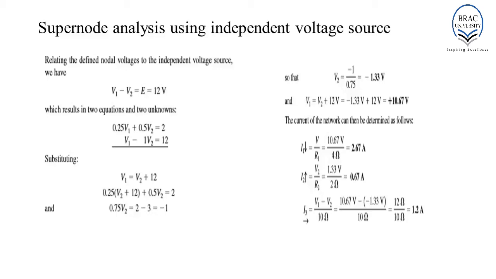Relating to the defined polarity of the voltage source E, we can generate the second linear equation, which is V1 minus V2 equals E, which is equal to 12 volt. If we solve these two linear equations, then we can easily determine the values of V1 and V2. V2 in this case is 1.33 volt with a negative sign, and V1 is equal to 10.67 volt. Using these values, we can easily determine the value of I1, I2 and I3 as shown over here.